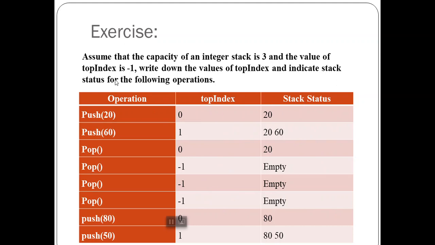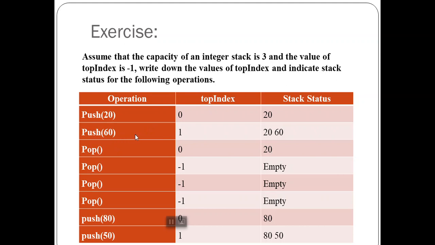Okay, let us start. What is the value of top here? In the beginning it is -1. What operation is it? It is a push operation. Now you have to increment the value of top: -1 plus 1 becomes 0. Now at the 0 position the 20 will be inserted. Very simple concept. Now what is the value of top? 0.